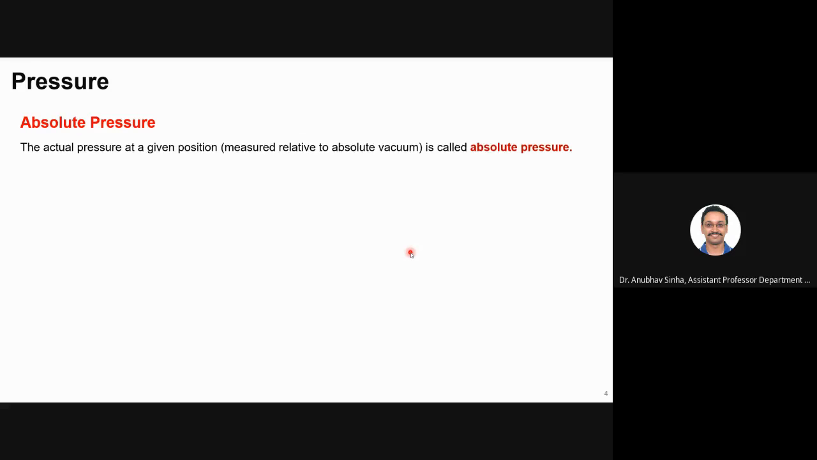Now there are different definitions of pressure depending on how you are measuring or how it varies as compared to your normal atmospheric pressure. Okay, so absolute pressure we define as the actual pressure at any given position, which is measured relative to absolute vacuum. Okay, this is called absolute pressure. These definitions will be clear in a moment. So let me just go through. There are 2-3 definitions. Then we'll talk about them separately. So this is absolute pressure, which is relative to absolute vacuum.